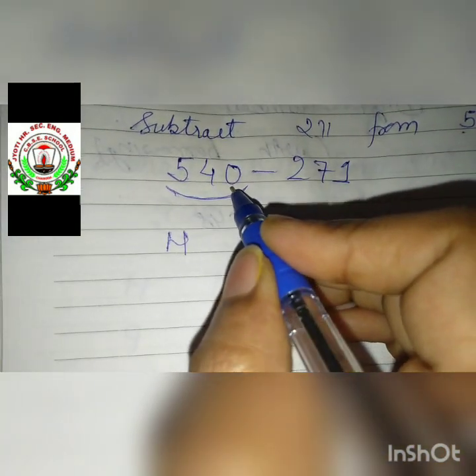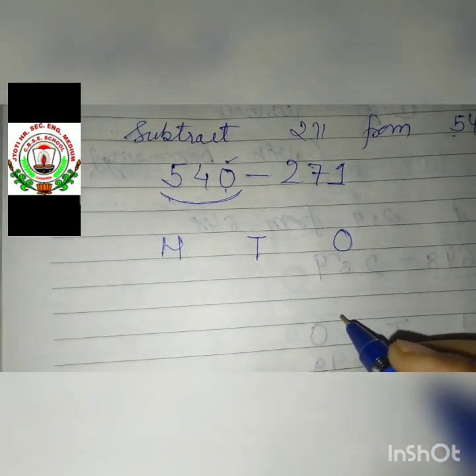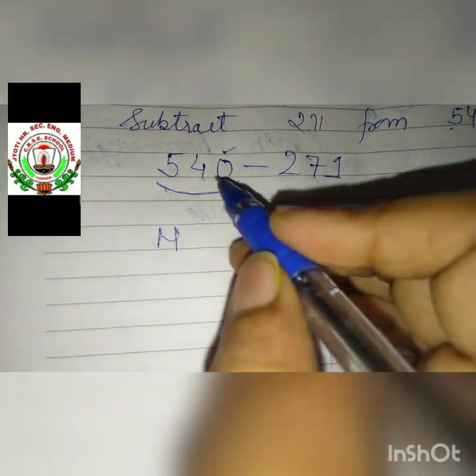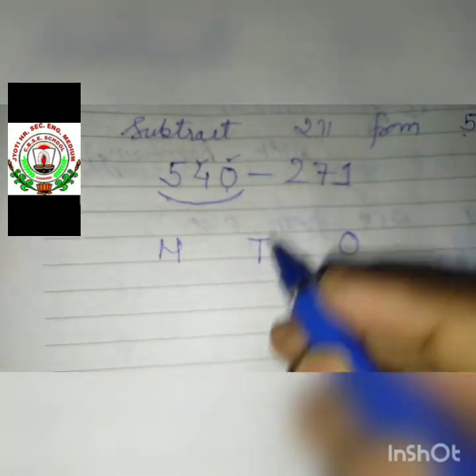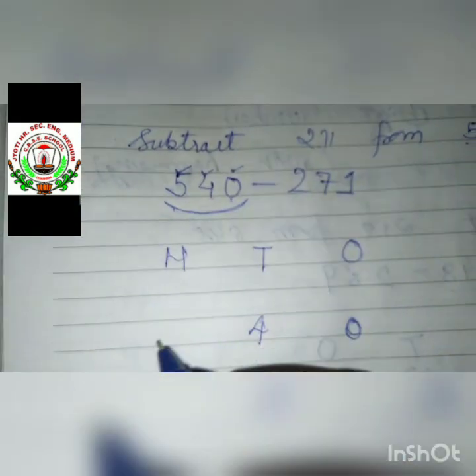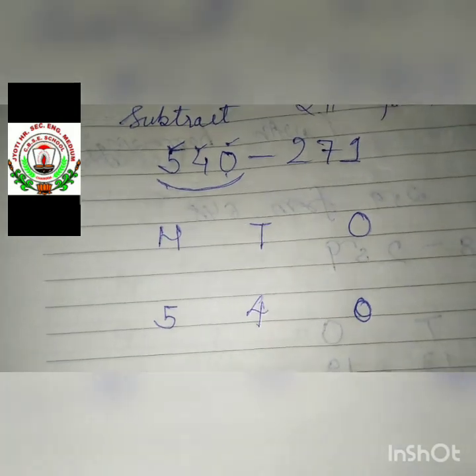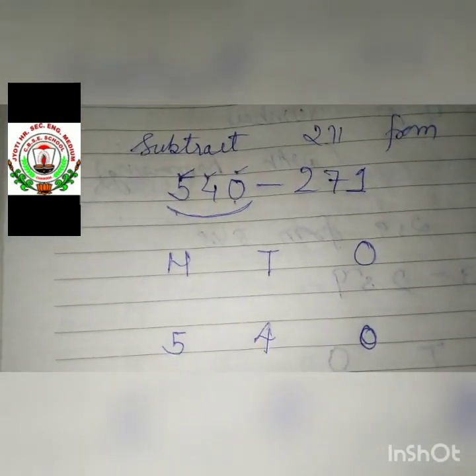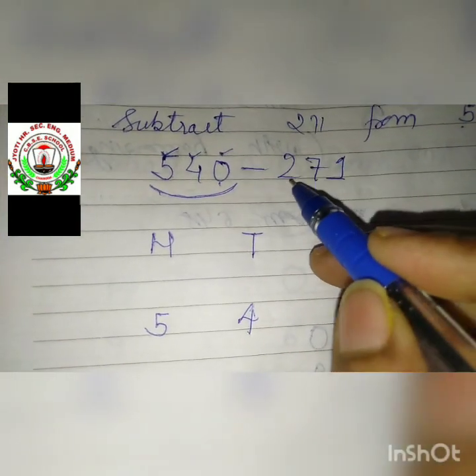Starting from the right side, we have the number 0. I will write it down here in the ones column. Then we have the number 4. I will write it in the tens column. Then we have the number 5. We will write it on the hundreds column like this. Understood, children, till now? Now we will go to the second number.